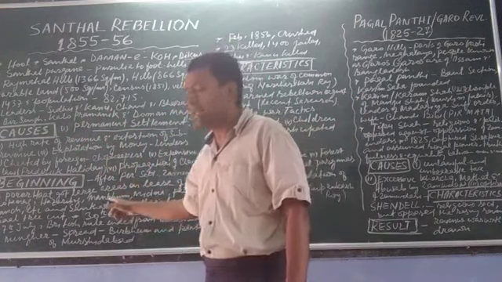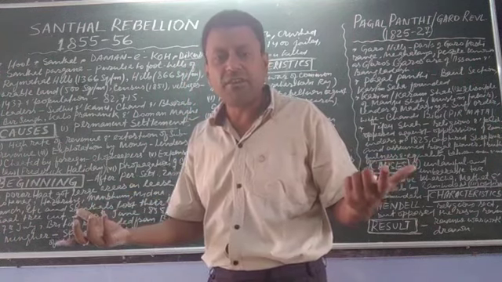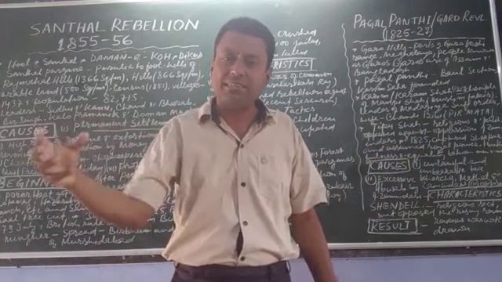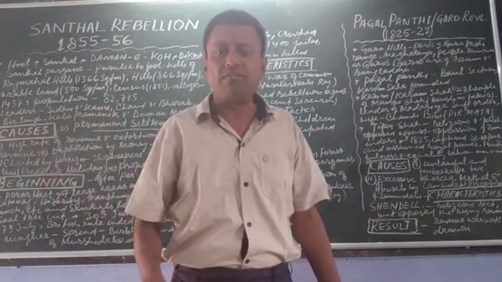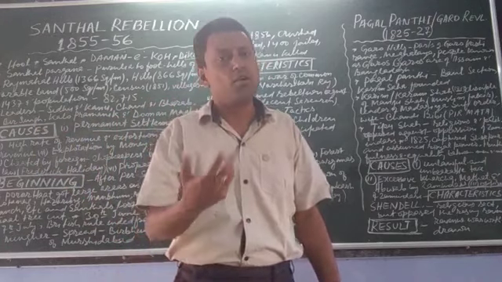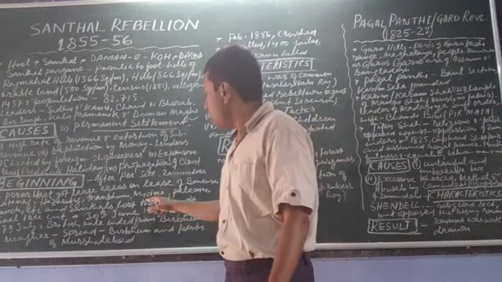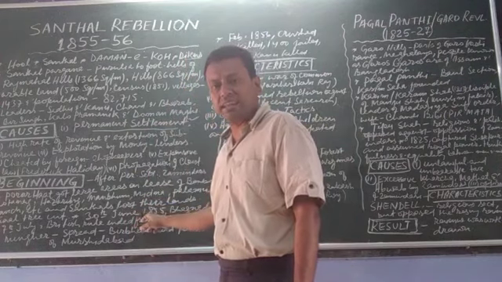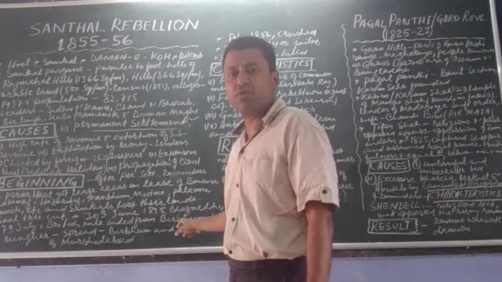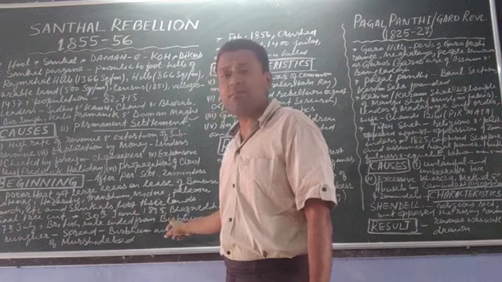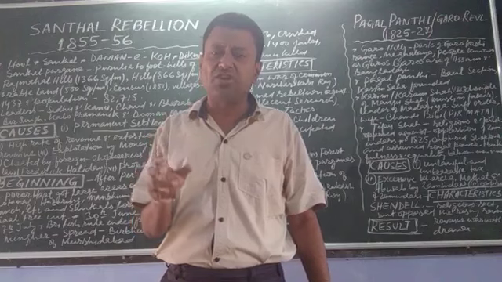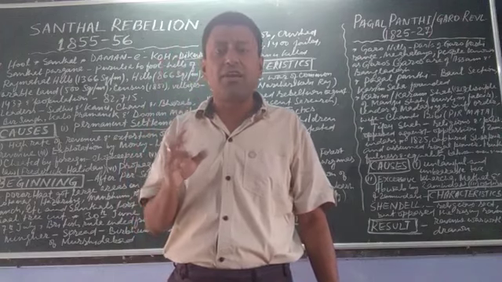So ultimately the Santhals became very aggrieved: what is this? Why this injustice? The lands belonged to us. Why would these zamindars be the owner of the land, and we would remain only as tenants? So ultimately, on 30th June 1855, the Santhals assembled in a field known as Bhagna Dihi field, and they decided under the leadership of Sidhu and Kanu to start the rebellion.